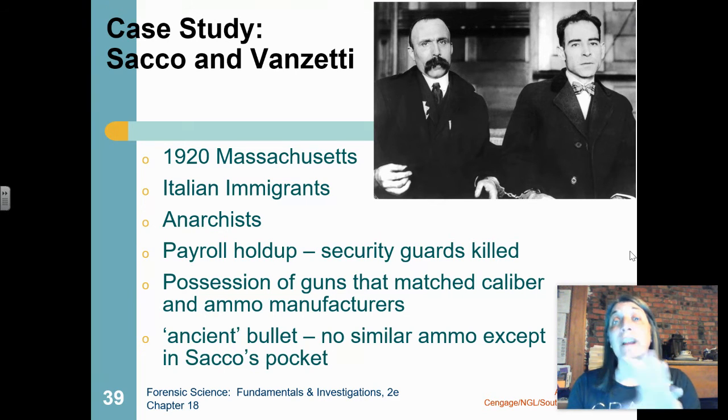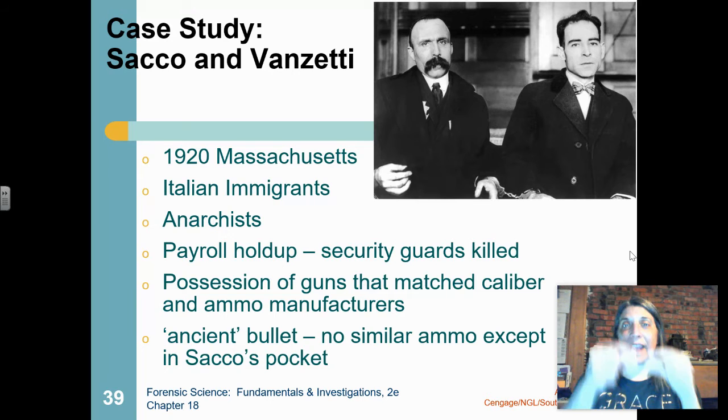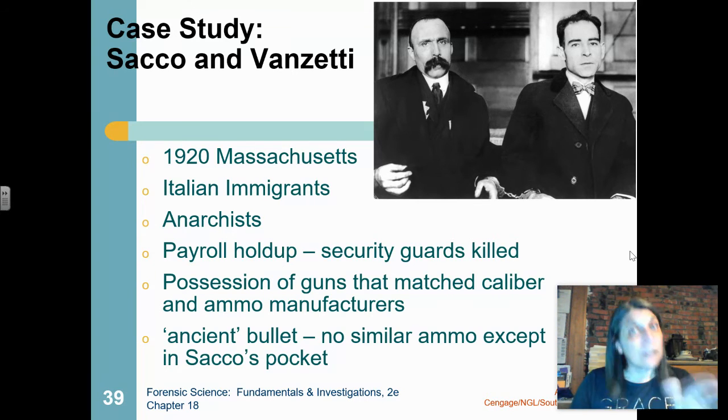So this was one of the very first cases where ballistic evidence or matching bullets was used, and it was like 1920. And then it wasn't until 1927 when they were applying for appeals and things like that that the comparison microscope was first invented, and they actually went back and compared them under a microscope, and they were like, no, he's still guilty.